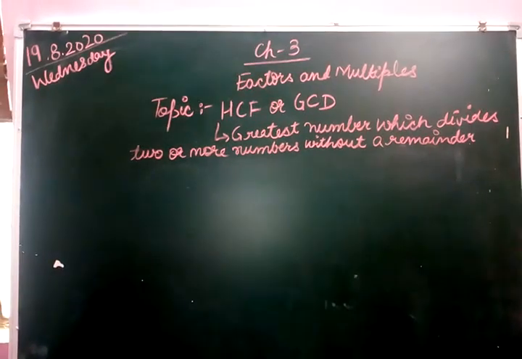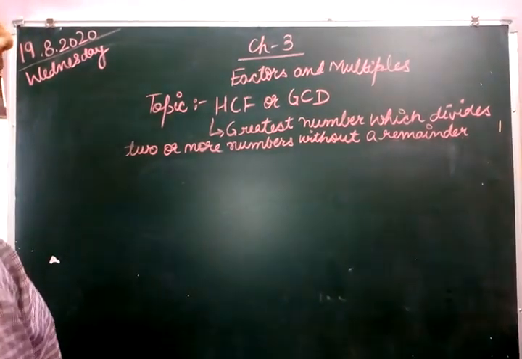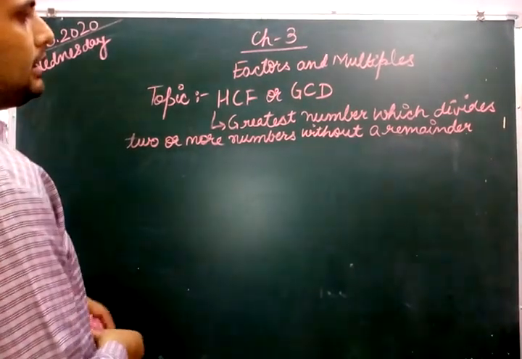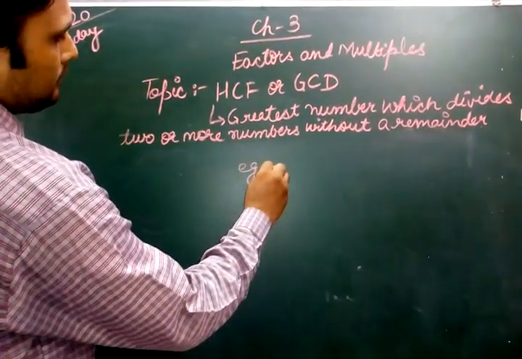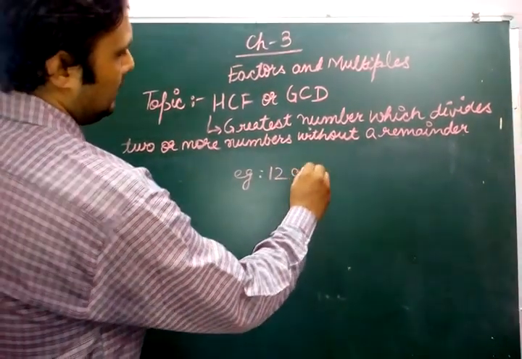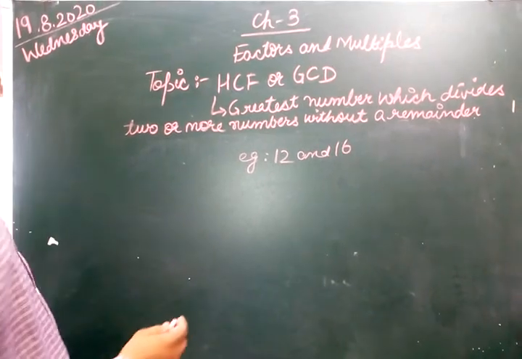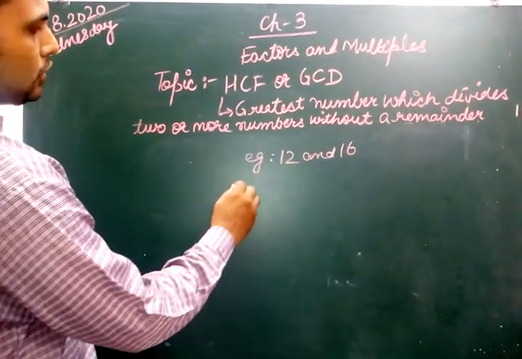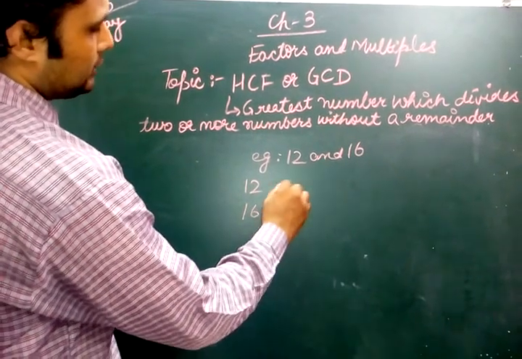So in this, we have a question in front of us. We take an example: 12 and 16. We have to find out the greatest common factor of 12 and 16. So first we find out the factors of 12 and then we find out the factors of 16.